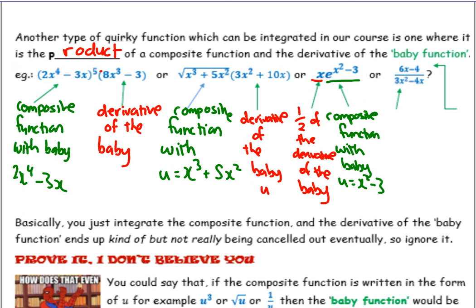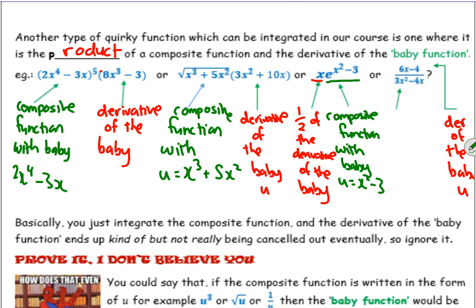So out of these two, which one is the derivative of the baby? The top one. The top one, yeah. So the top one is the derivative of the baby. So I don't have much space there and the board's messed up. So that one is the derivative of the baby u.